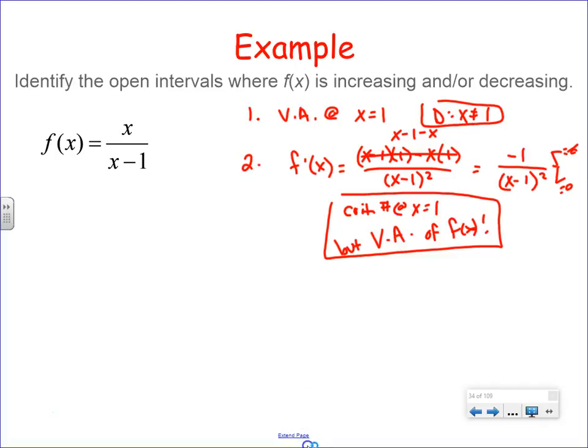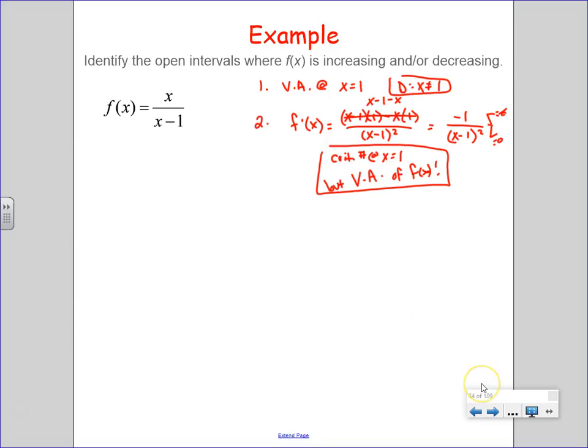Step number 3 says, okay, take all the numbers that you've compiled. There's only one of them. And make a sign chart. And mark whatever numbers you found. And you only found 1. Literally, the number 1.